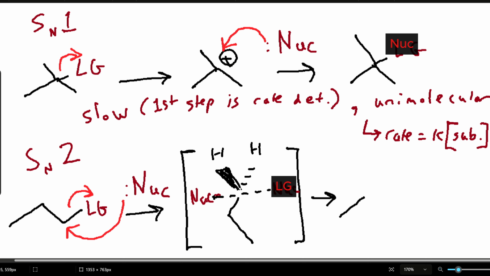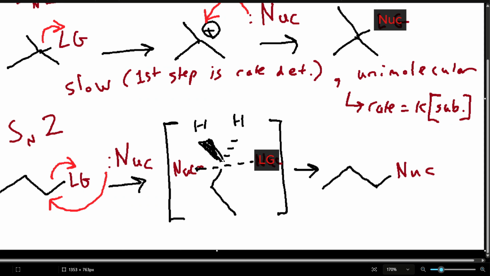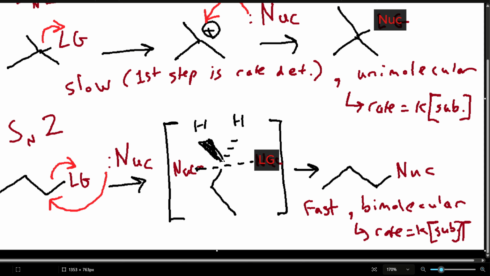And what do we get as our product? The original compound, but with the nucleophile instead at the end. And so, as we discussed before, this reaction is fast, and as such, it is also bimolecular. So the rate is proportional to both the concentration of the substrate and the nucleophile. And although this looks like two steps that I wrote out, this is just the transition state in the middle. It's just an activated complex with high energy. So in reality, SN2 is just one step.